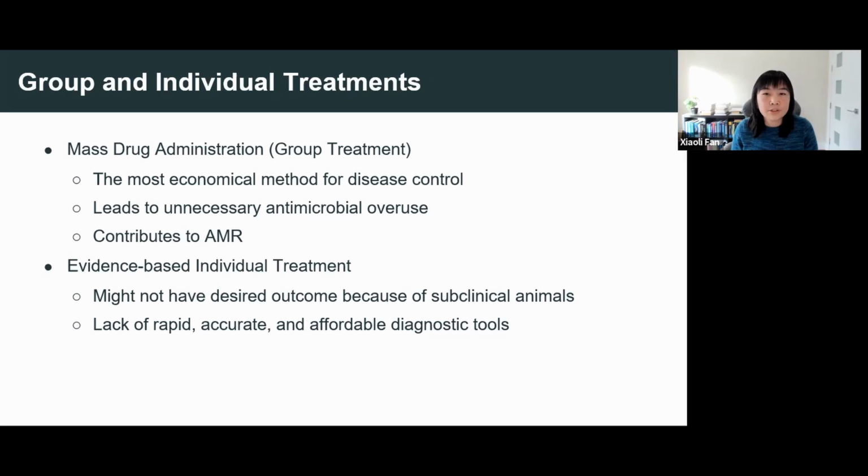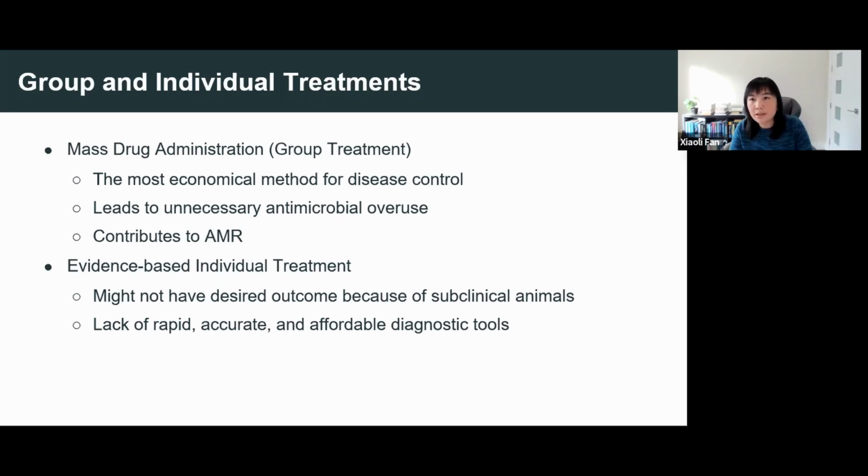If the producers mix the antimicrobials in feed, usually it's at therapeutic dose, and it's mixed in the feed for a long time. It's low cost. However, the efficacy of the drug is also low.